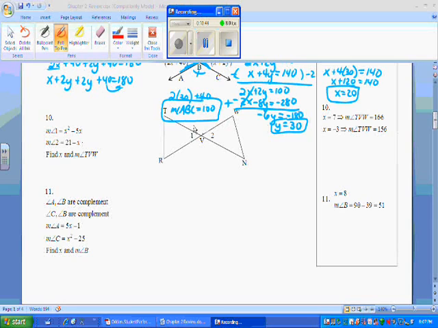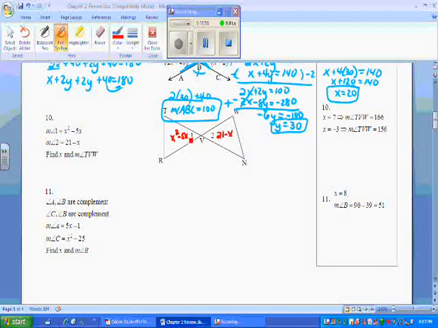Number 10, let's look at the picture. We have angle 1 right here, which is x squared minus 5x. Angle 2, which is 21 minus x. Well, what do you know about angles 1 and 2? They're opposites of each other, so they're vertical angles. So, ooh, what do we know about vertical angles? Vertical angles are congruent. So what can we do with these two expressions?